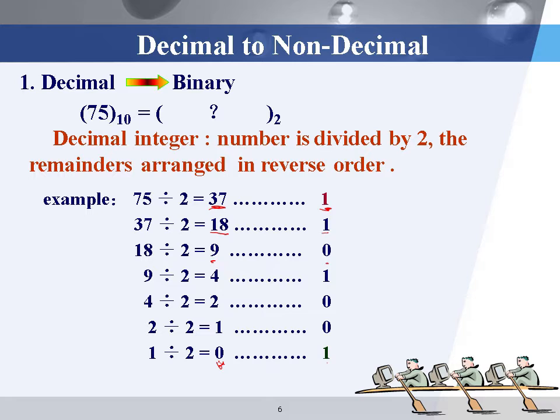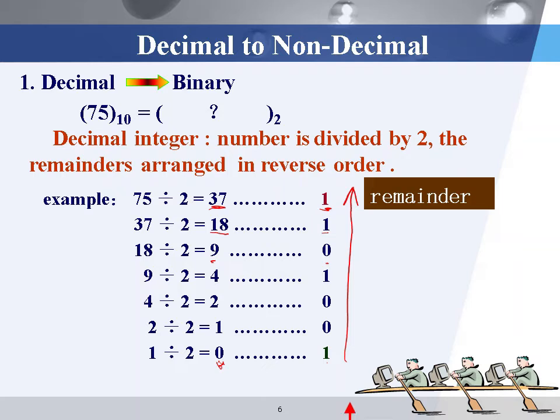So we have a group of remainders, and we are going to arrange the remainders in the reverse order, meaning that the last remainder we get will be put in the front. So this will be the order of the remainders. So the number in binary will be 1001011. Okay, so this is the binary representation of this decimal number.